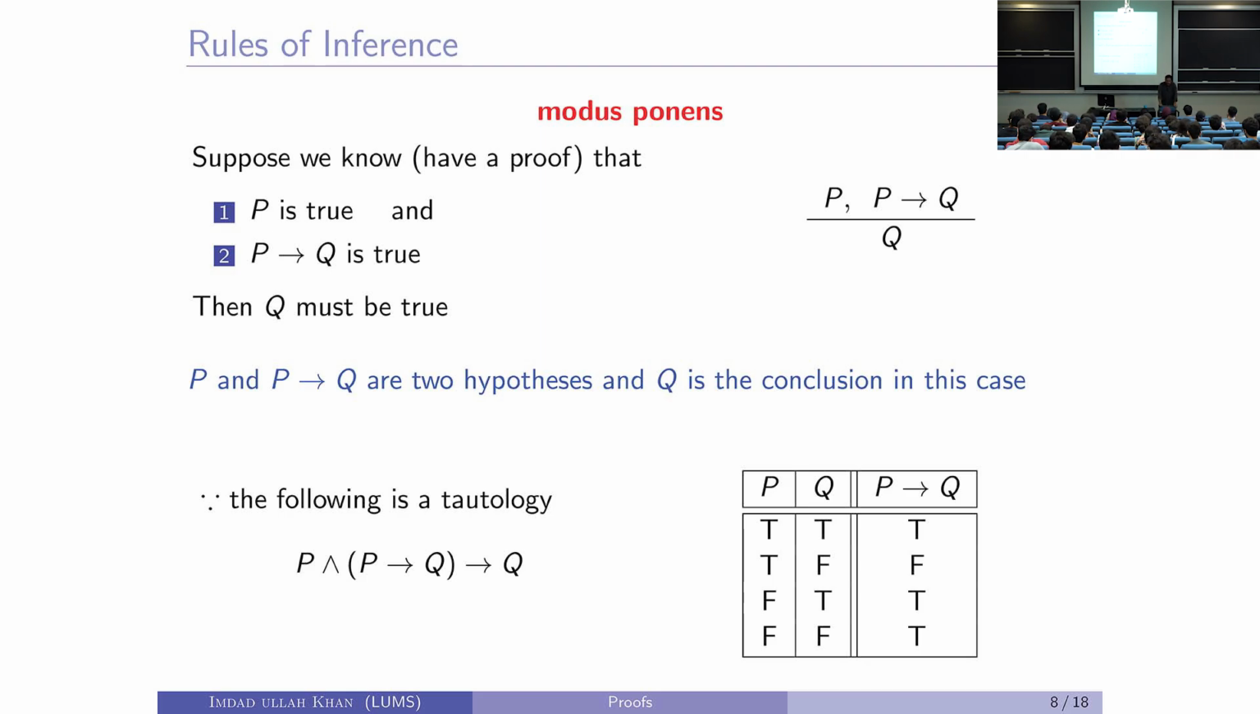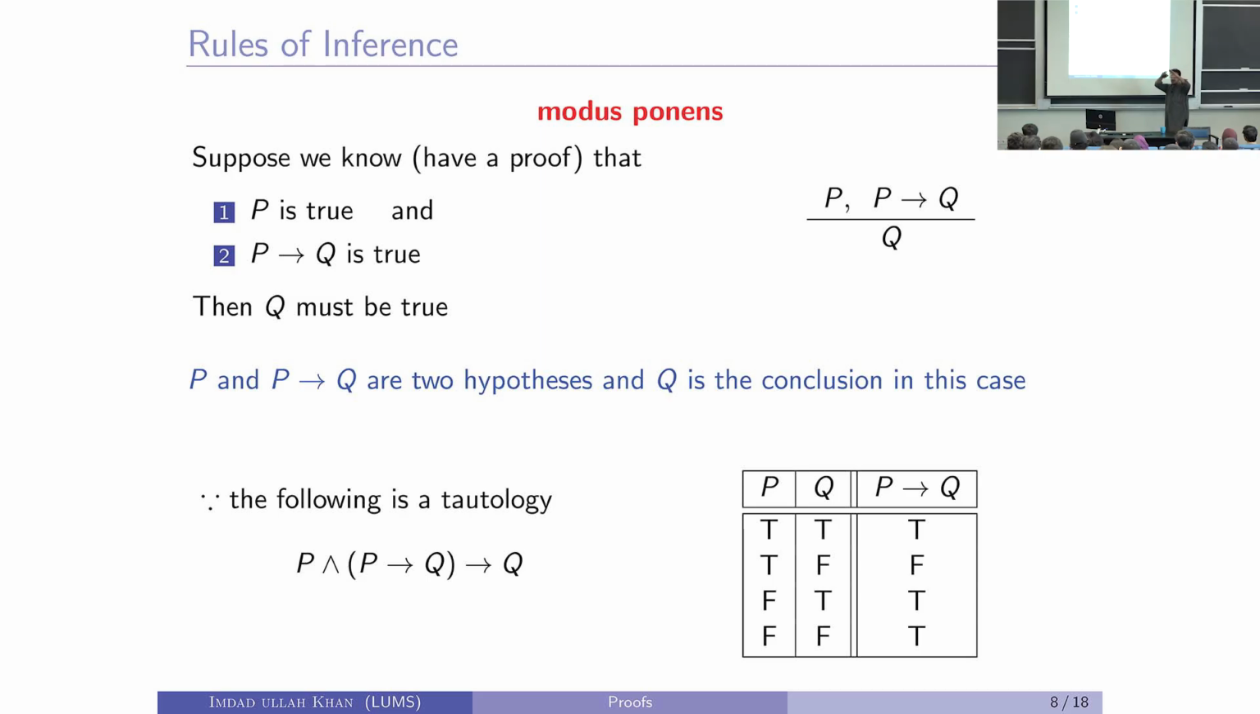P and P implies Q. These are called the 2 hypotheses of this modus ponens rule of inference, and this Q is called the conclusion of that, right? So these 2 together imply Q, and this is how it's written. I'm not going to refer to it. I just wanted you to hear these words, so you don't get impressed when people try to impress you with these big words.